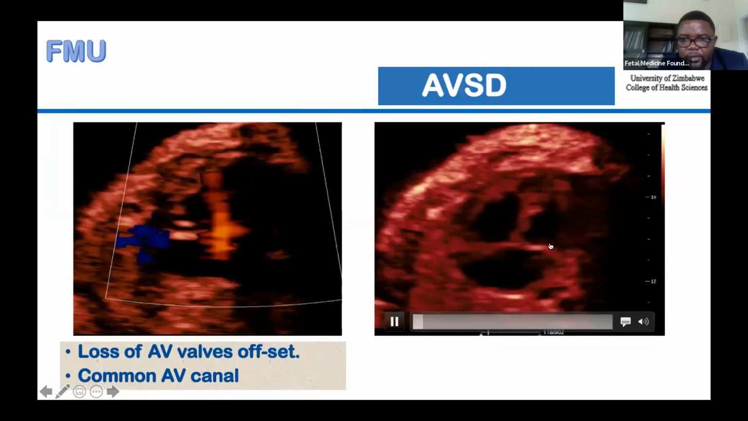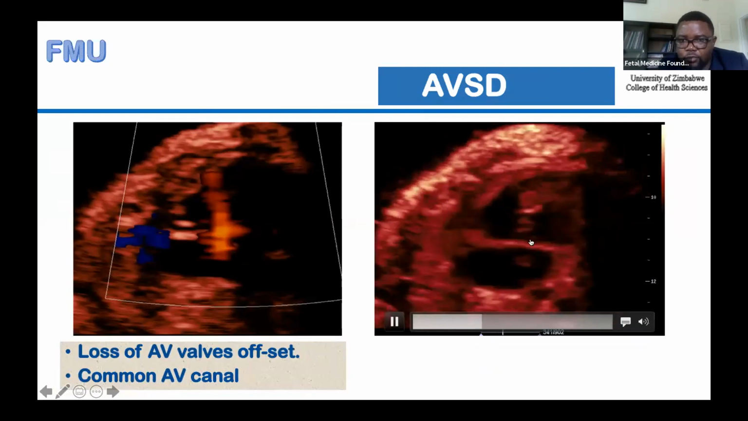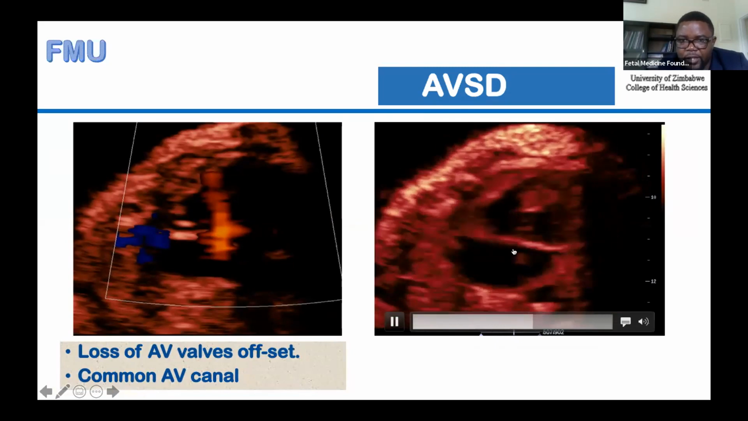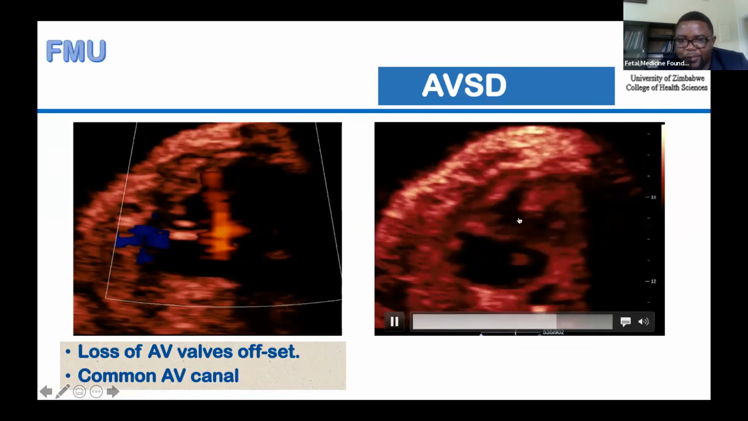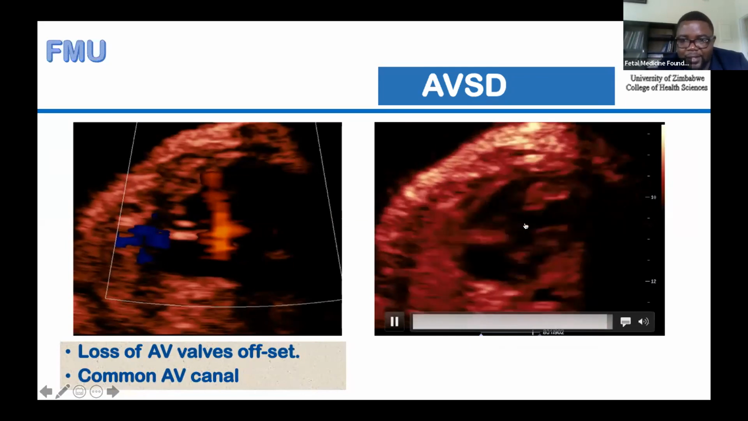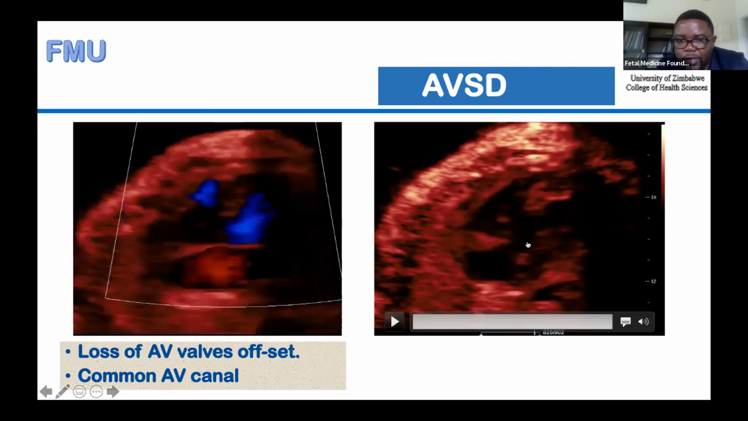Right. So look at this image here. You can see that the 2 valves are opening and creating a common channel. This is what we mean by common AV canal, which is AVSD, right? You can see that as they open, they're opening a common channel, which should not be the case. You can see there's a large VSD and an arterial component of the septal defect as well. So this is a case of AVSD.